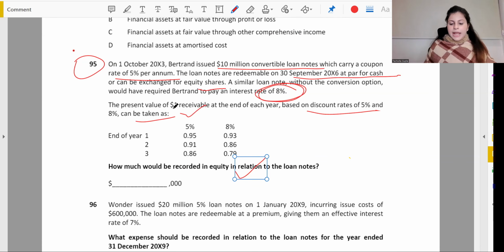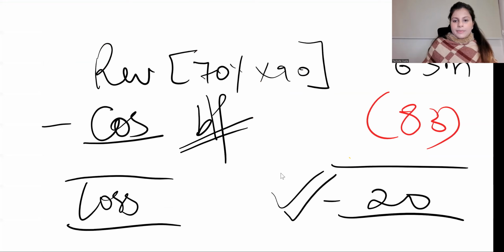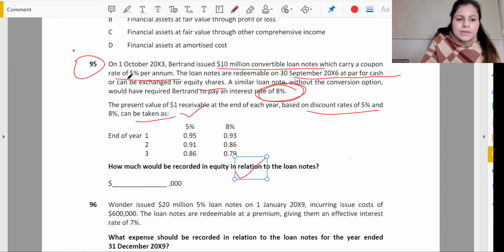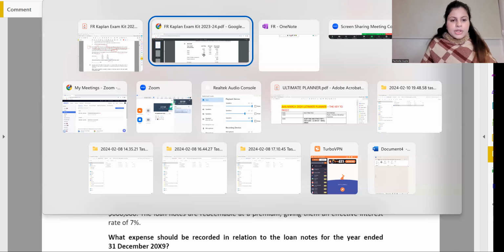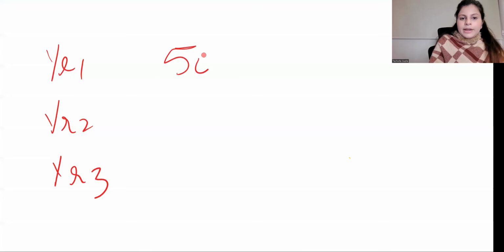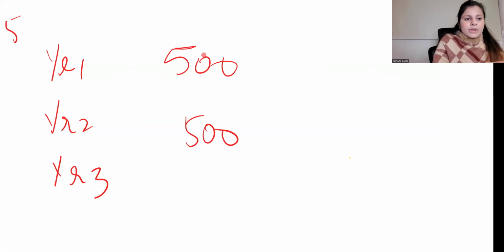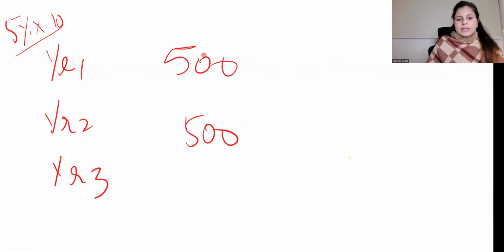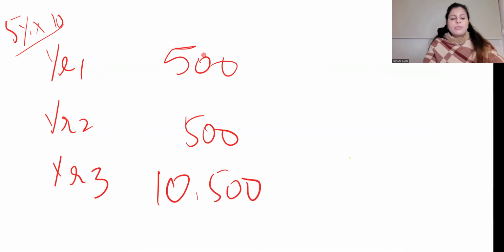So what we will do, we'll simply calculate present value of all the future cash flows. So what are my future cash flows? 10 million convertible loan. My future cash flow is 5% coupon rate. What's my coupon rate? My coupon rate is given to me at 5%. So I'll receive 5% of 10 million each year. So year 1, year 2, year 3. My cash flow is going to be 500 in year 1, 500 in year 2, which is 5% of 10 million, working in thousands. And in year 3, I will receive 10,000 plus 500, that is principal and interest both.